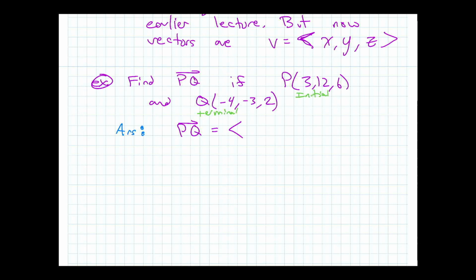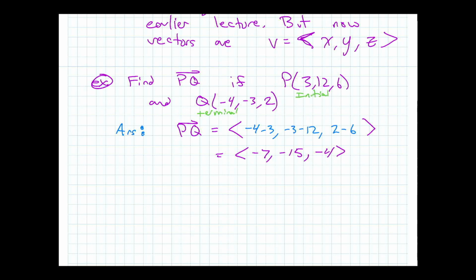And then we know that the way you actually calculate the components is you subtract. So you would do the subtraction here: -4 (x2) minus x1, -4 minus 3, comma, -3 minus 12, comma, 2 minus 6. So what's your vector? <-7, -15, -4>. Okay.